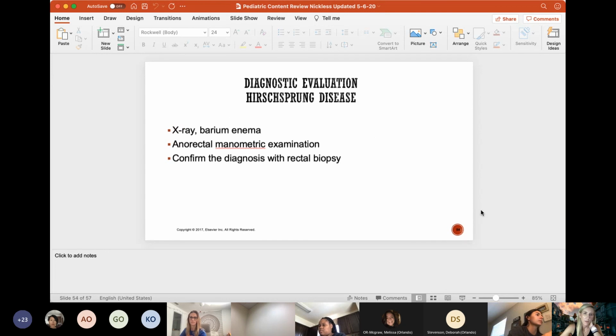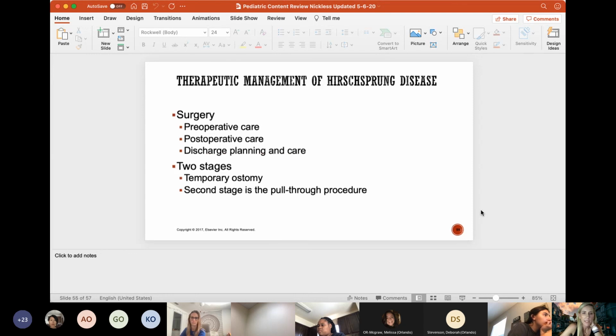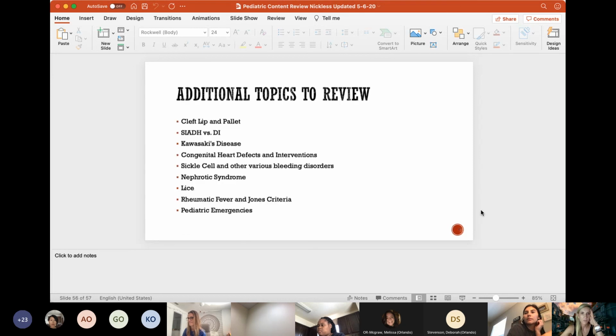Alrighty, so once again, we do that barium enema. We will have to confirm with a rectal biopsy because we want to make sure there are no ganglionic cells there to be able to diagnose. If there are, then we know it's not Hirschsprung's. So there's our temporary ostomy. And then after we fix it, we'll do the pull-through procedure. A lot of times when they go home, the parents will have to do the anal stretching, which is always a fun thing to have to do and teach. But that helps them stay open once they do have surgery.